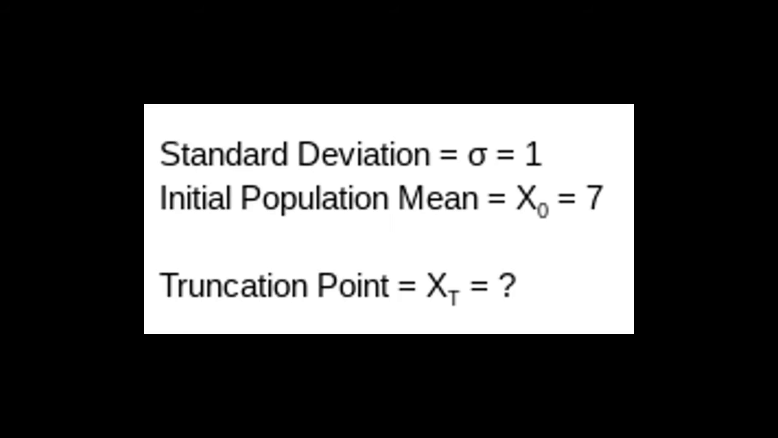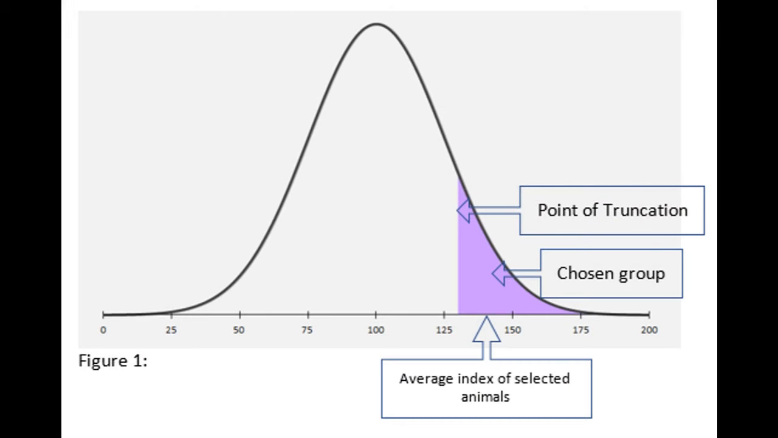In order to know which fish I will be selecting, I need to know what the truncation point is. When a percentage of a population is selected, the truncation point is the value at which you will begin to select your individuals from. In this case, the truncation point will be the lowest weight at which I will select my fish in order to only use the top 10%.